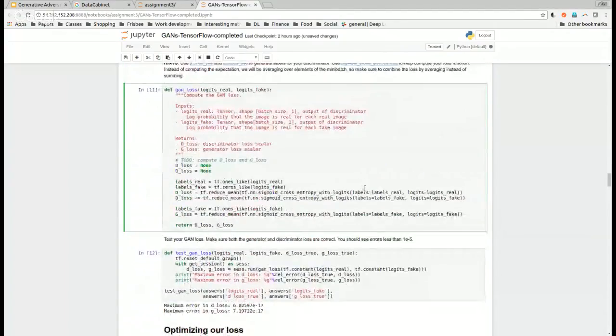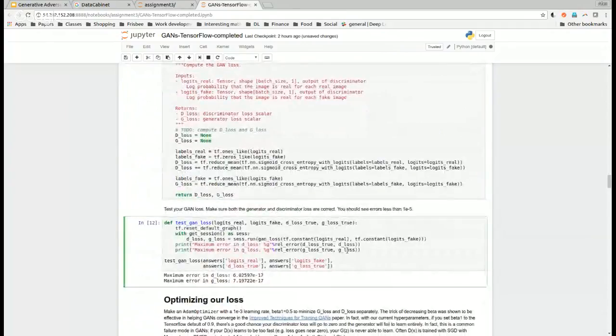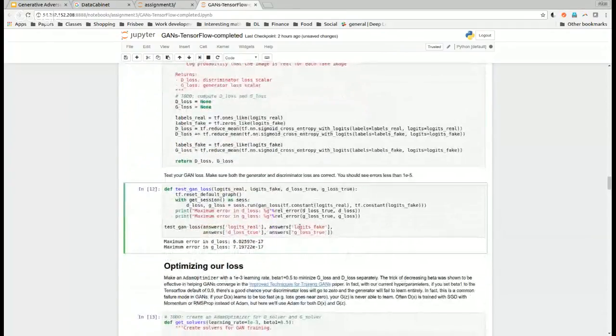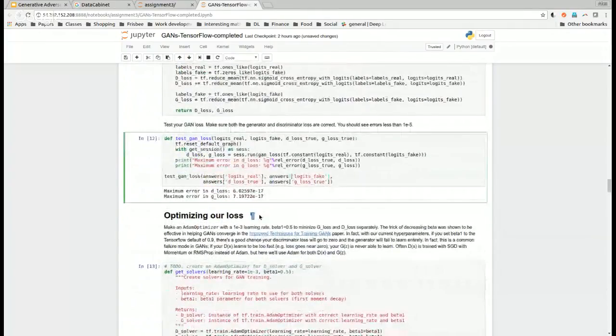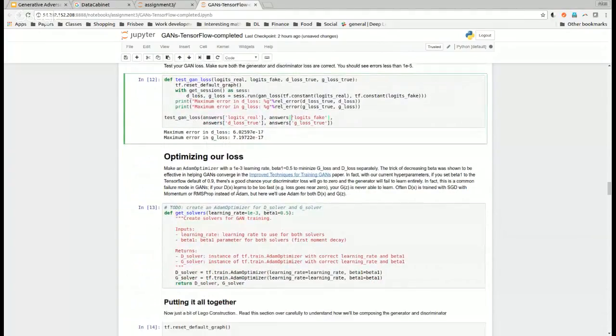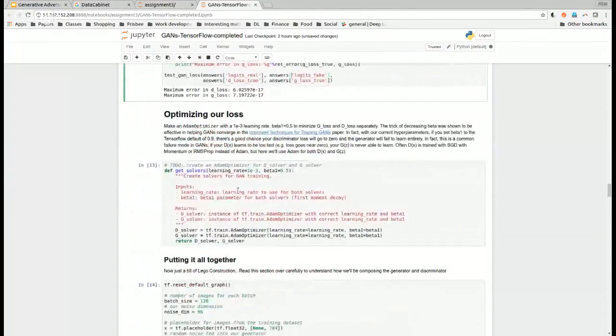And then, once we've done that, we can test our GAN loss to make sure that it's reasonable. So here we tested it, and our losses are... this is provided Stanford code for testing it, more for troubleshooting purposes.